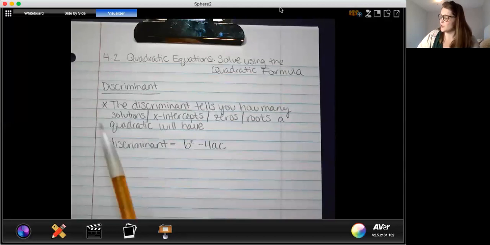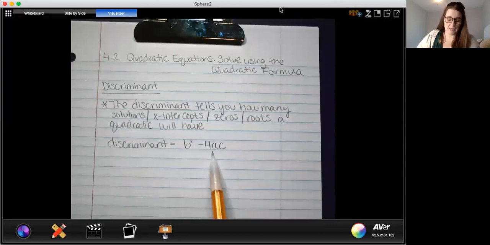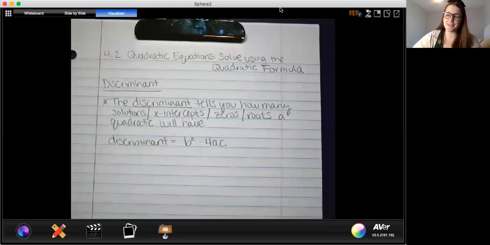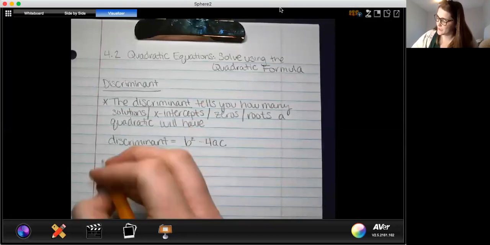Okay, so your discriminant is this formula, b squared minus 4ac. Now, what will you be doing with b, a, and c? You will be substituting in numbers based on an equation that you were given. So let's talk about what it will mean once you substitute those values in.